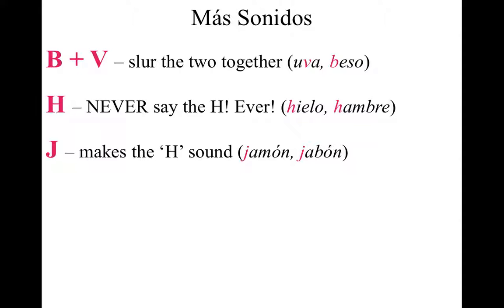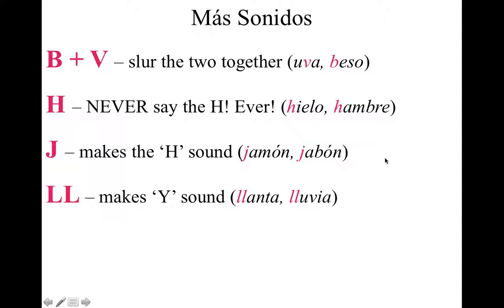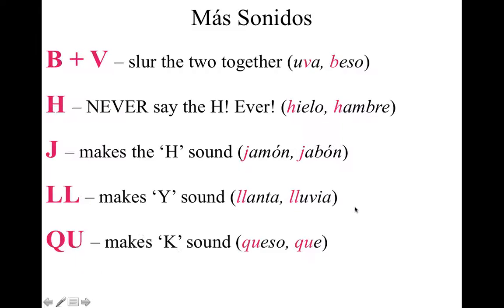So if we never say the H, how do we make an H sound? It's actually our J. So the J makes an H sound. So here, jamón. Jamón is ham. Jabón is soap. Ham and soap. Jamón, jabón. The double L makes a Y sound. So llanta, lluvia, every time the Y sound. Llanta, again that's a tire, like of a car. Lluvia is the rain. Oh, I love the rain. Like in April showers. Oh, I love it.